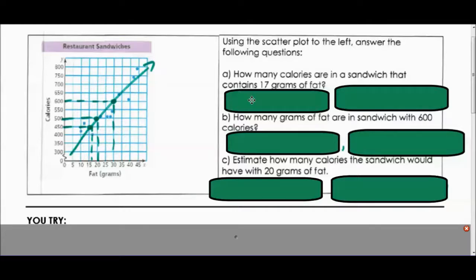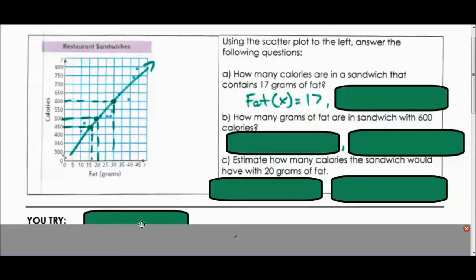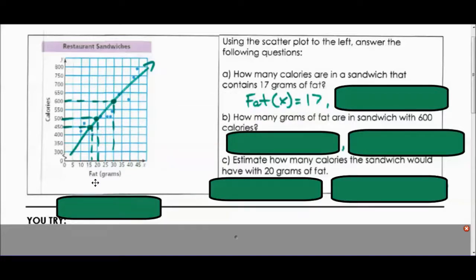How many calories are in a sandwich that contains 17 grams of fat? So our fat, that is our x-coordinate. That's at 17. That's just past 15 here. So I drew a dotted line up to my trend line, and that hit at about 450. Again, we're just looking for an estimate.